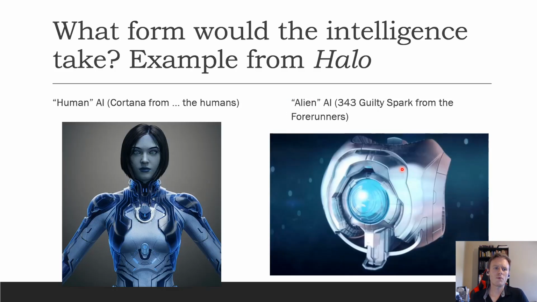All right, and we might then ask, what form would the intelligence take in these cases? Schneider distinguishes artificial intelligence based on the etiology, or the source, of those artificial intelligences. So human AI might be different from alien AI, for example. Here's an example of human AI, and these are both from the video game Halo. For those of you who've played, this is a first-person shooter video game, an absolute classic for the Xbox. Human AI, like Cortana, would maybe look like this. And notice Cortana has also been adapted for the Windows operating system.